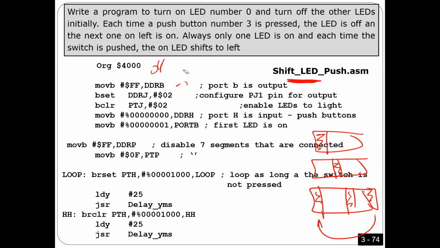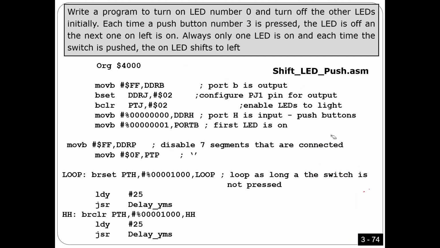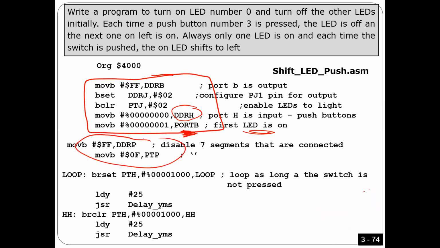This program is in C. Now look here, guys. This part is just initialization. I'm not going to talk about it, or only quickly. For sure, I'm going to use port H. I'm going to use the push button in port H, so you have to configure port H as input. Also, I have port B, because I'm using LEDs. Same thing here. Because you are using LEDs, you have to disable the 7 segment, so nothing is new here.